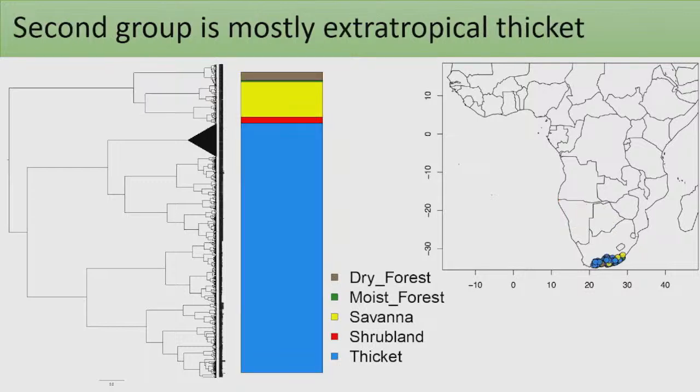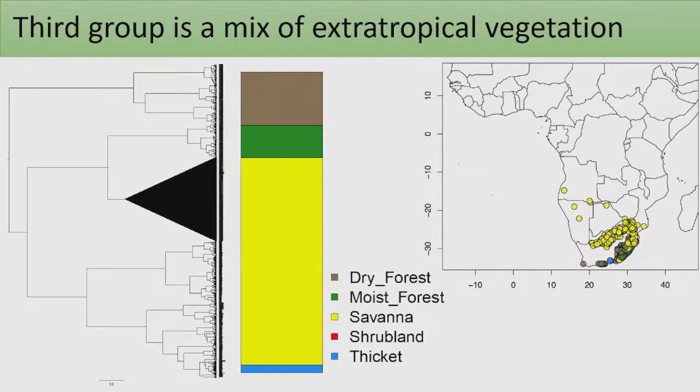Then the next group down is most of the South African thicket, which is forming a clear group in the clustering analysis with a few other things thrown in. The next group down is what I'm calling the extratropical or subtropical mix. So it's a lot of the savannas in South Africa, maybe a few up here, and then also a bit of moist forest, dry forest, and thicket thrown in. So that's kind of a heterogeneous group that we don't totally understand.